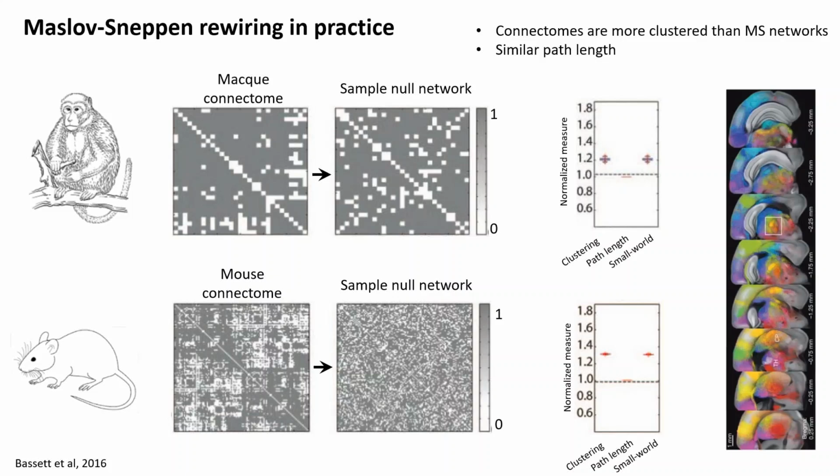And so we see there for both the macaque and the mouse that the clustering has a ratio that's greater than 1. So we can see that these networks are more clustered than what we would expect in our random network. The path length is roughly 1. So path length is comparable to what we see in the null network. And these are the characteristics that would diagnose small worldness. And so we see there also that the small worldness coefficient is greater than 1. So both these networks are small world networks.